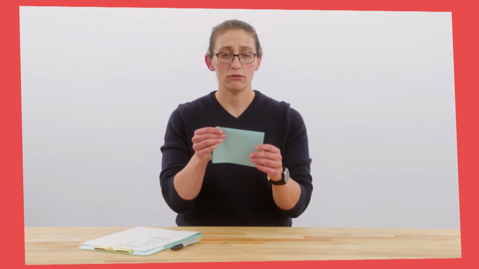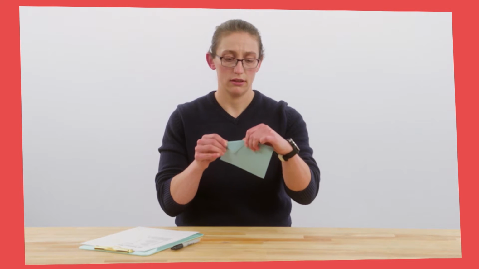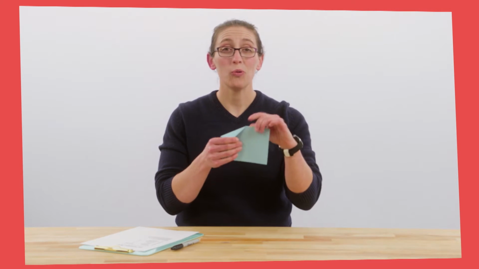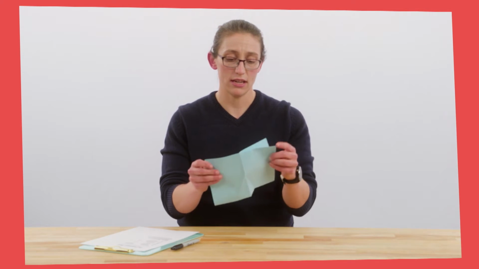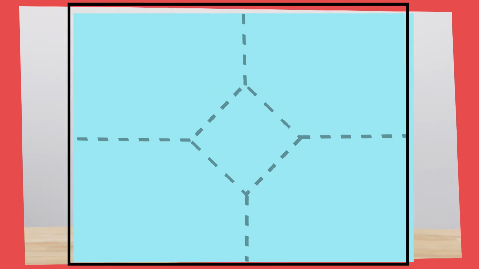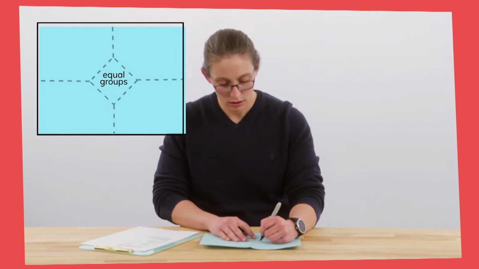Then, in the corner where all the sides are folded together, we're going to fold down to make a small triangle. Now, when you unfold the paper, the folds should look like this. Does yours look like mine? Okay, great. We're going to write the word equal groups in the center diamond because this is the word we need to understand more about.